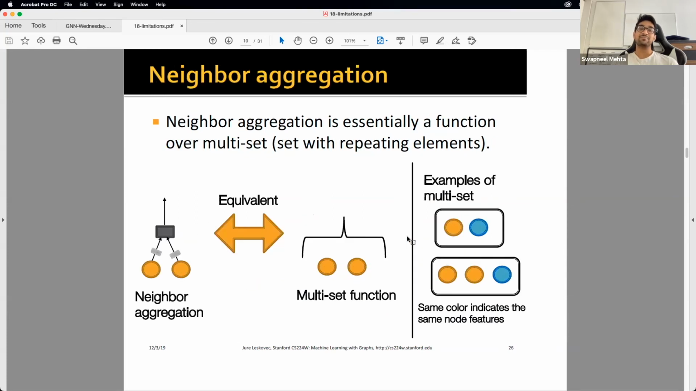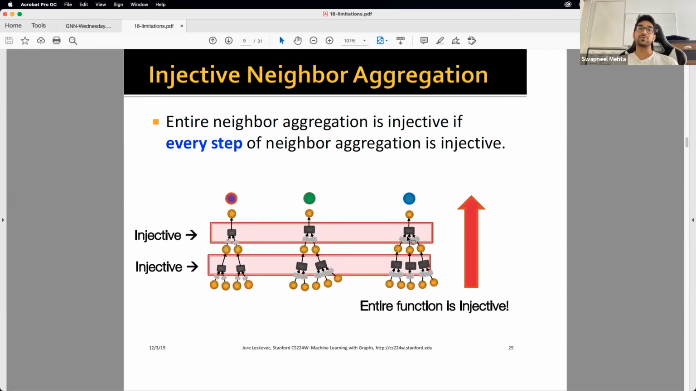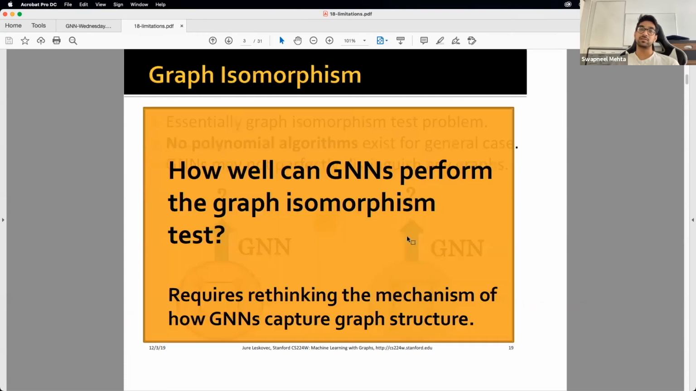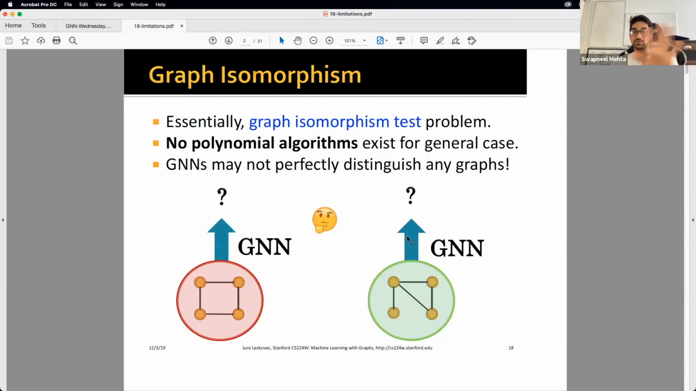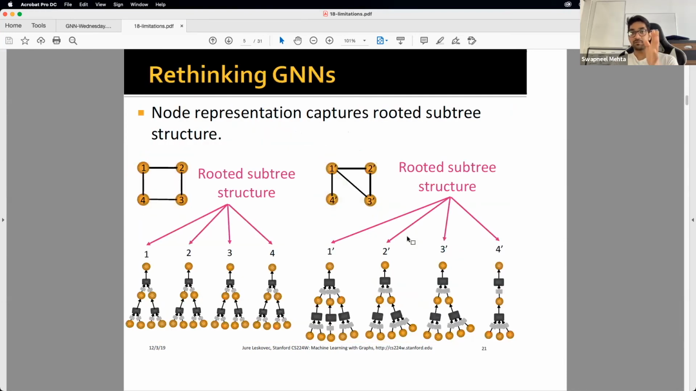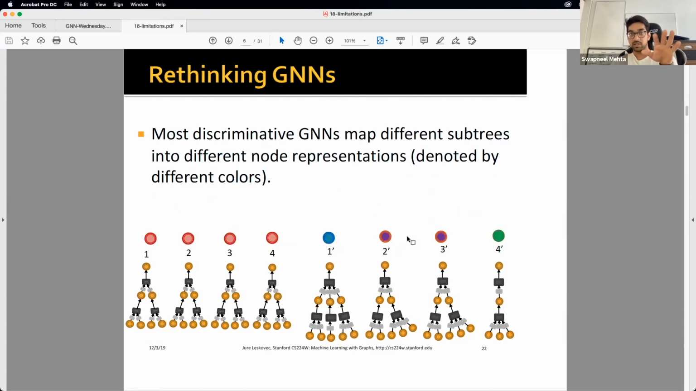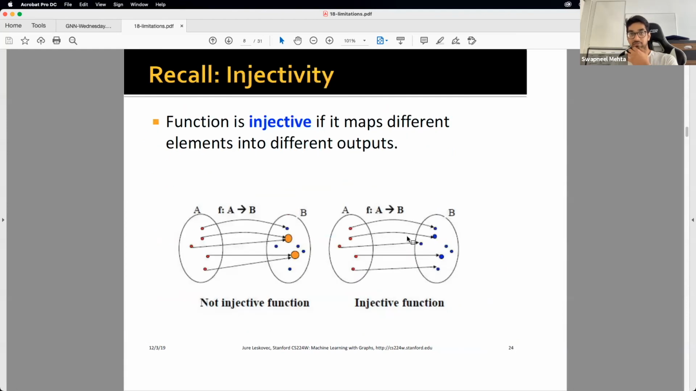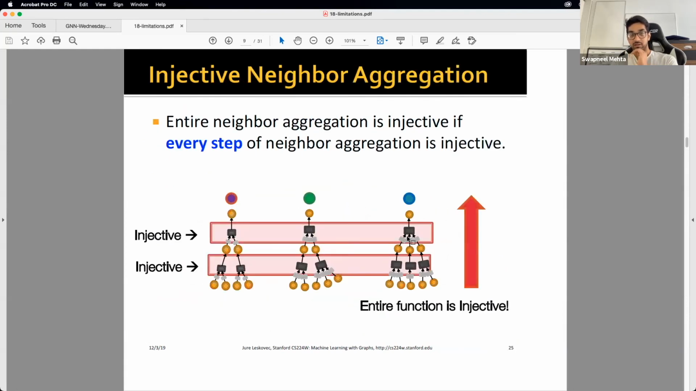Okay, I haven't been clear enough. The question is telling apart these two graphs. Why do we care about this? Because we want to check the power of graph neural networks. We know that these two graphs are not isomorphic. How do we know? Well, we looked at the rooted subtree structure. We saw that these state updates are different. They are resulting in different node values. The question is, can our graph tell these things apart?